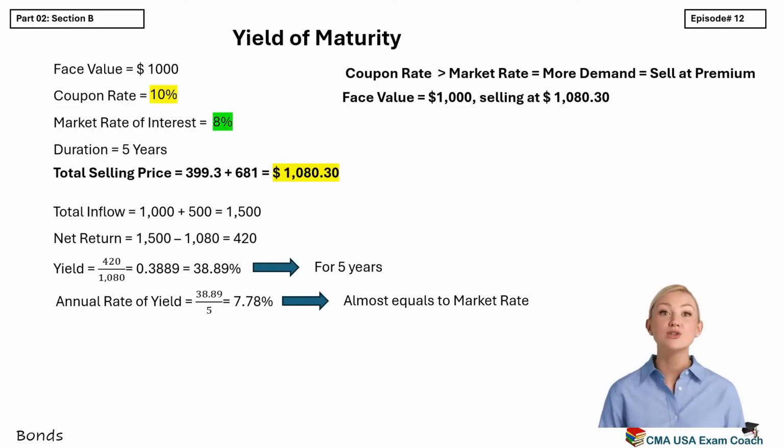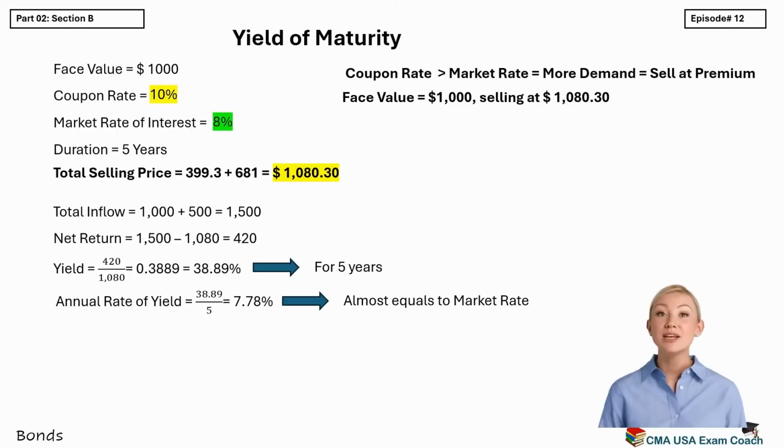So whether the bond is sold at a discount, at par, or at a premium, the yield to maturity will always adjust in such a way that the final return matches the market rate, assuming the bond is held till maturity. So just remember, if the market rate is given in a YTM question and no complex calculation is asked, you can safely choose the market rate as the YTM. That's one easy mark saved in your exam.